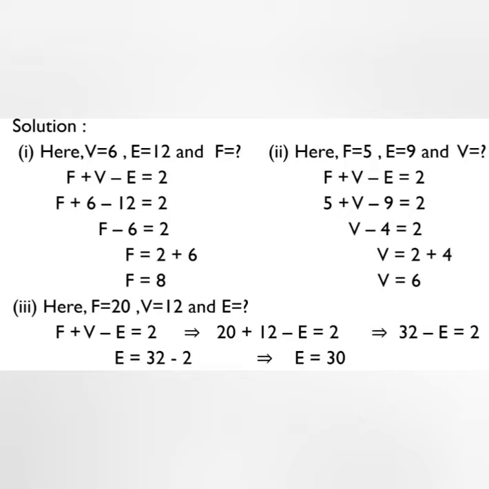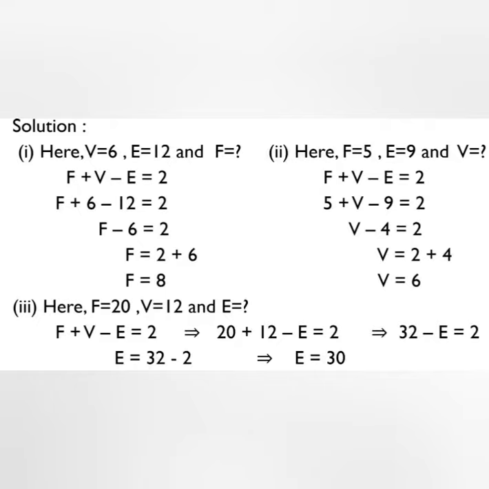So F plus V minus E equal to 2. Now as we have to find number of faces, we write F as it is, and we put the number of vertices and number of edges. That is F plus 6 minus 12 equal to 2. That is F minus 6 equal to 2. That is F equal to 2 plus 6. So we will get number of faces as 8.